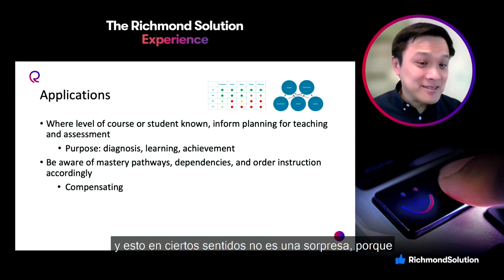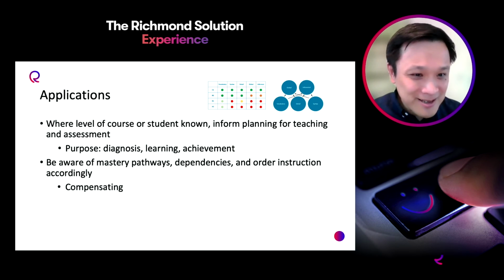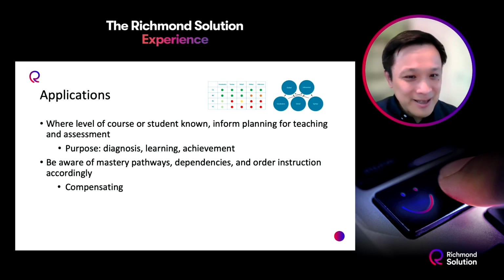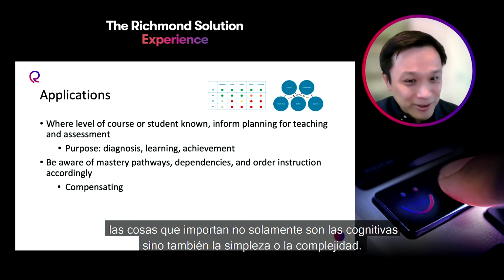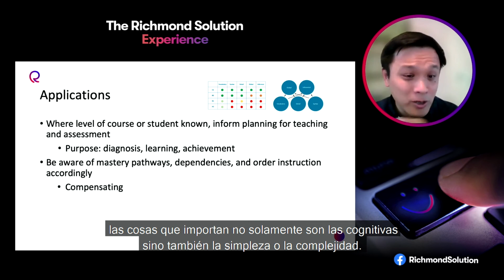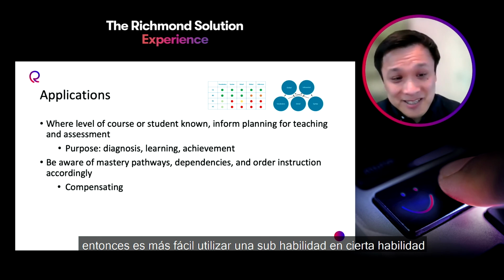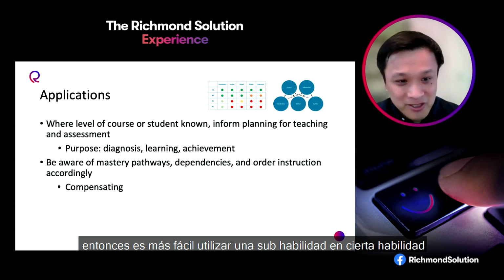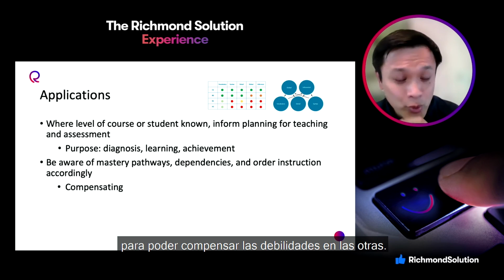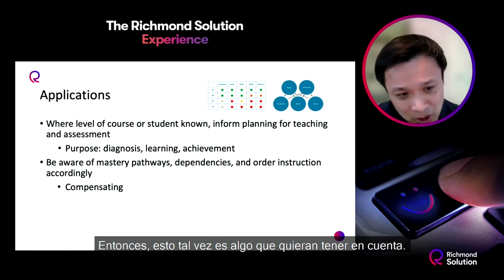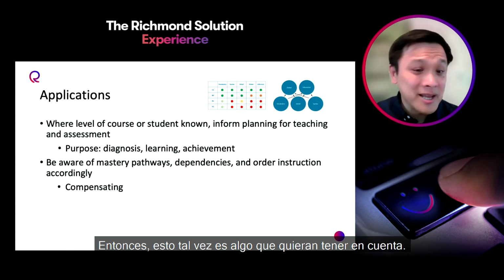And that, in a sense, is not a surprise because, as I pointed out at the beginning, the things that matter are not just the cognitive things, but also contextual things. The texts are simpler at the lower level, and therefore it's easier to use skills in one particular subskill to make up for weaknesses in the others. So it's something you want to think about and take into account.